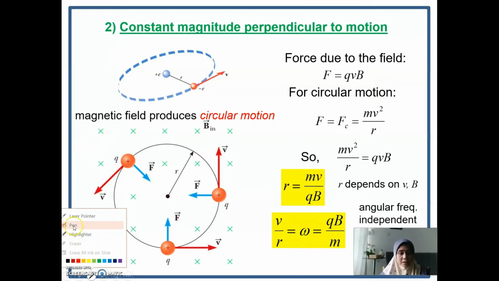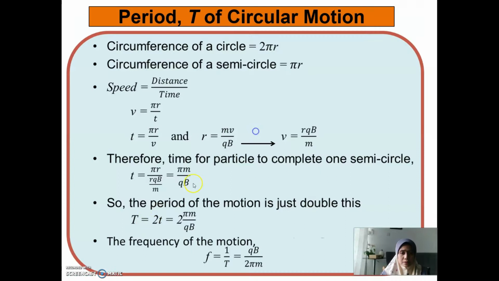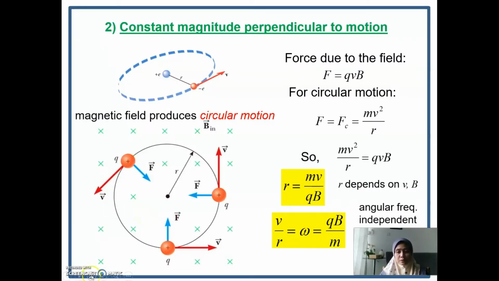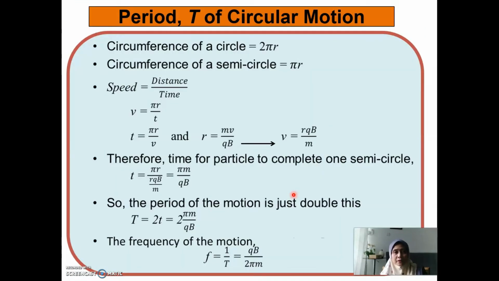Then, as what we have learned last semester, we can calculate angular frequency. The formula is v equals r omega. So the v we can replace with r omega. Now we can find the period of one complete circular path. The circumference of a circle is equal to 2 pi r. So the rest you can study by your own.